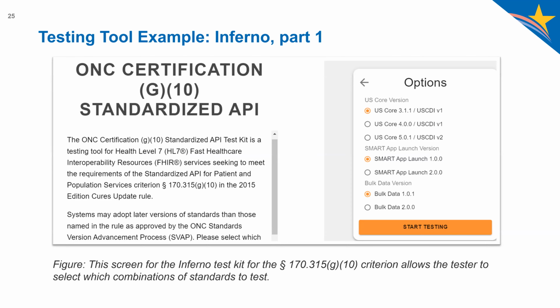And so these next few slides will show some examples of some testing artifacts related to certification testing. And so on this slide, it's a picture of the landing page for the test kit for the G10 criterion that's used as part of certification testing. So on the left is a description of the test kit, and on the right are the standards options available for testing in the test kit. And the standards available to be selected include both the base regulatory standards as well as optional standards available through the standards version advancement process. Next slide, please.